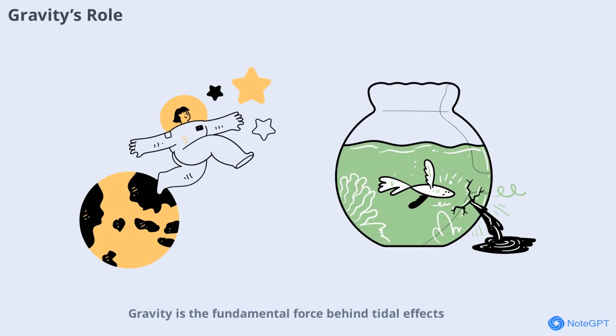Gravity is the fundamental force behind tidal effects. Every object with mass exerts a gravitational pull, but when two bodies are close, the difference in gravity across their diameters becomes significant. This is especially true for large bodies like planets and moons. The interplay of these gravitational forces leads to the stretching and squeezing we observe as tides. Without gravity, tidal forces simply wouldn't exist, making it the cornerstone of our discussion.